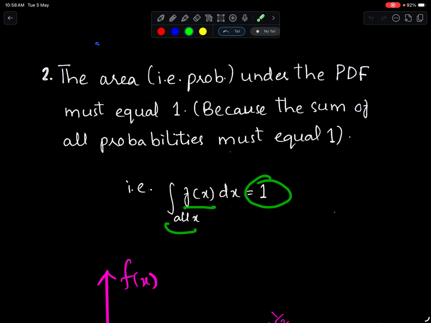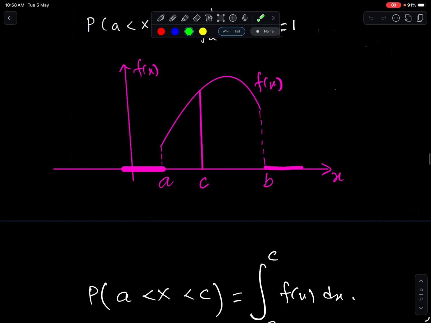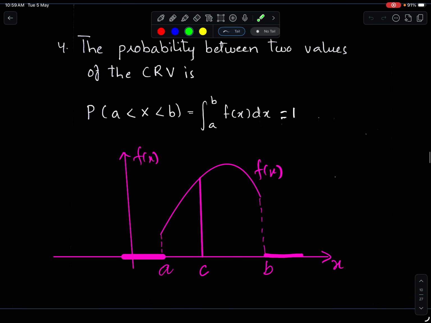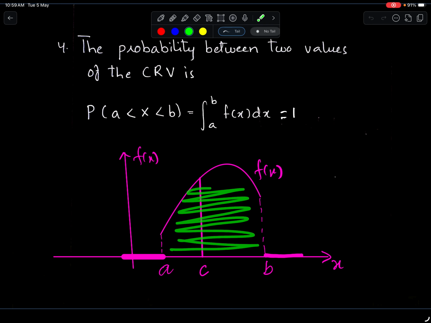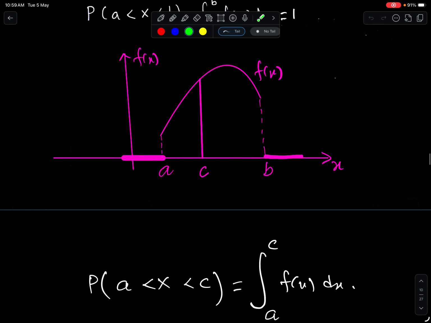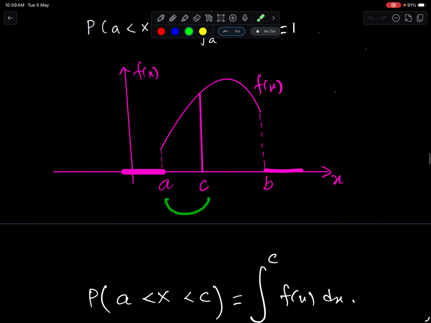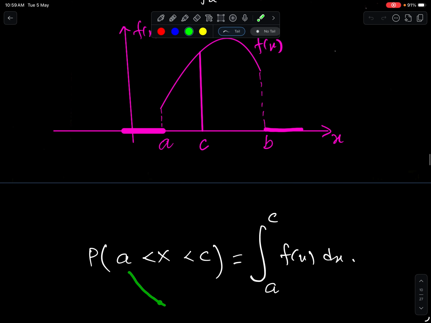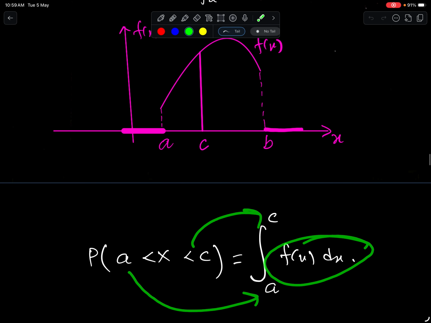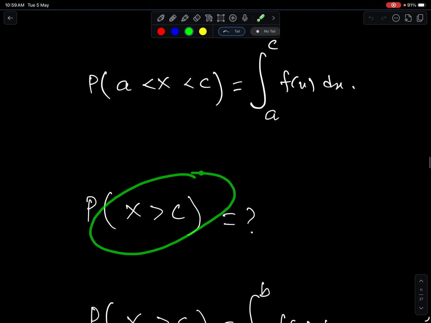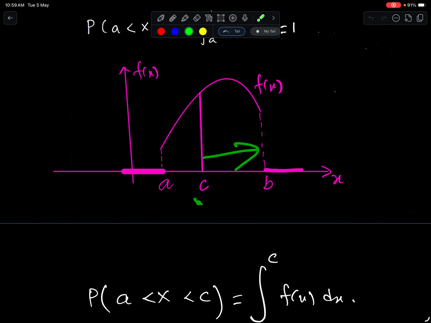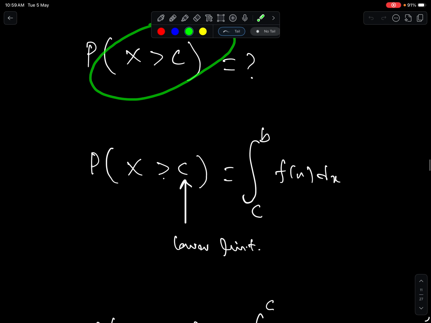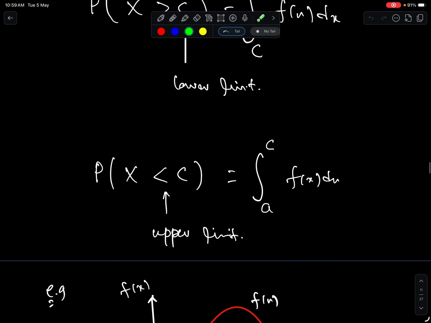fx dx is 1, because total probability is always 1. If we need this area, this will be 1. And if we need between a and c, write like this: a lower limit, c upper limit, fx dx. If we need more than c, this is lower and this is upper. So this is lower limit and the upper limit is given. Less than means upper limit, and lower limit take it from the function.